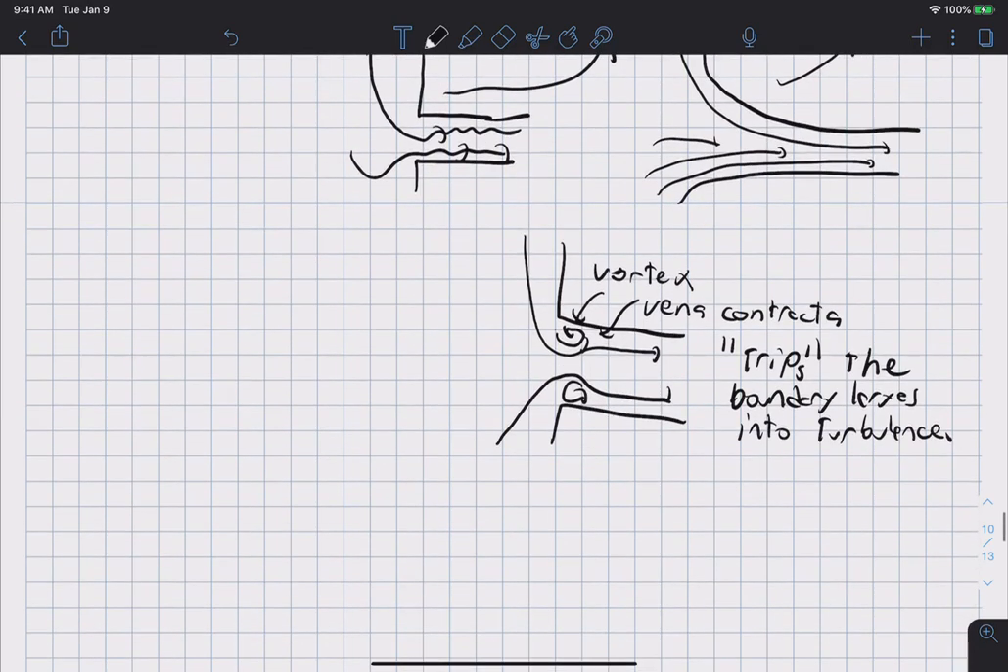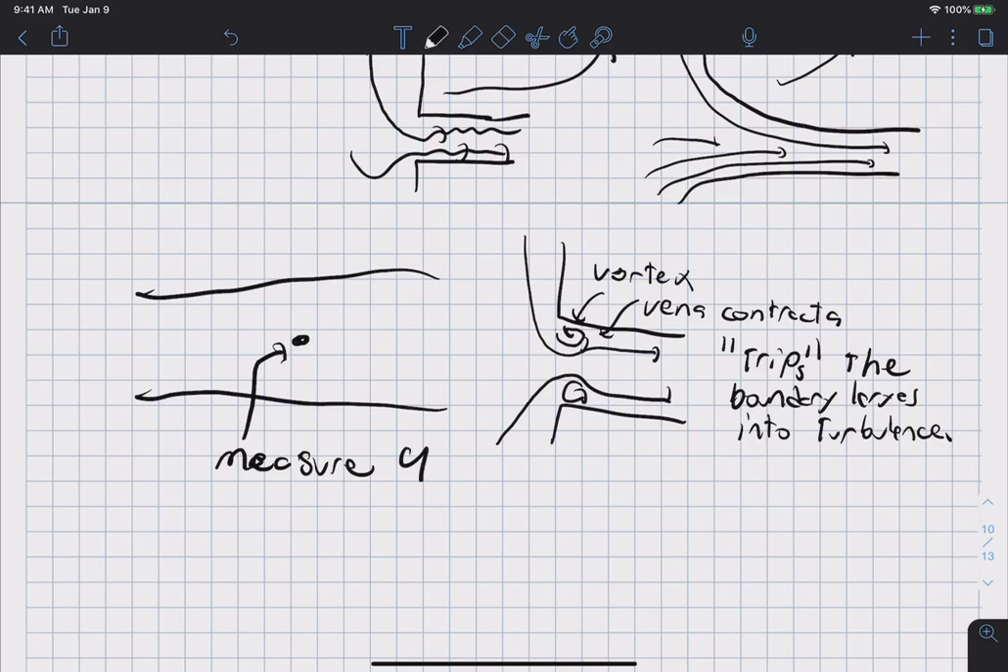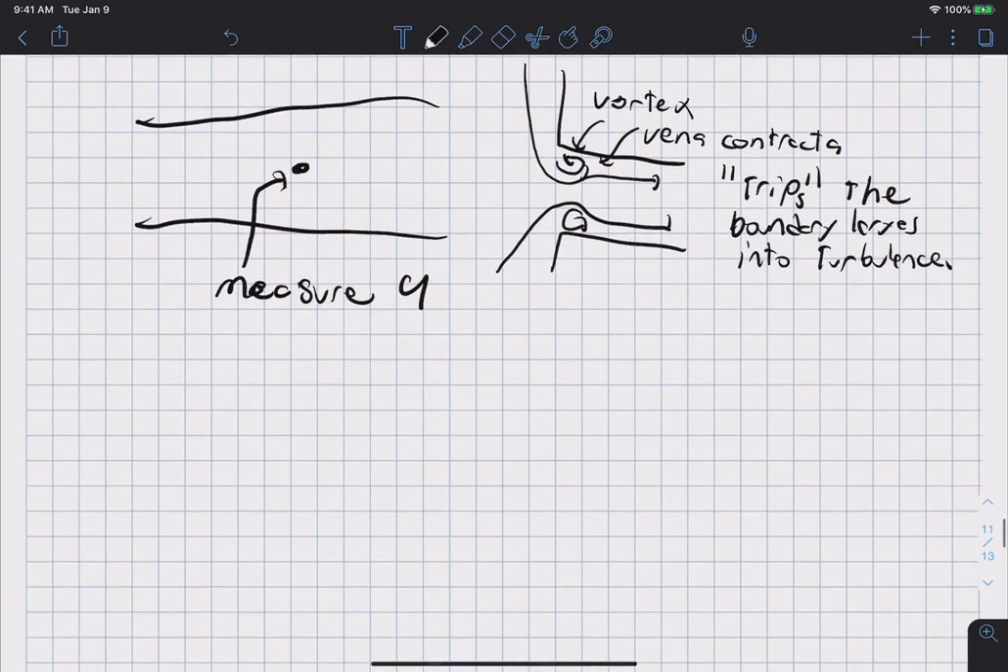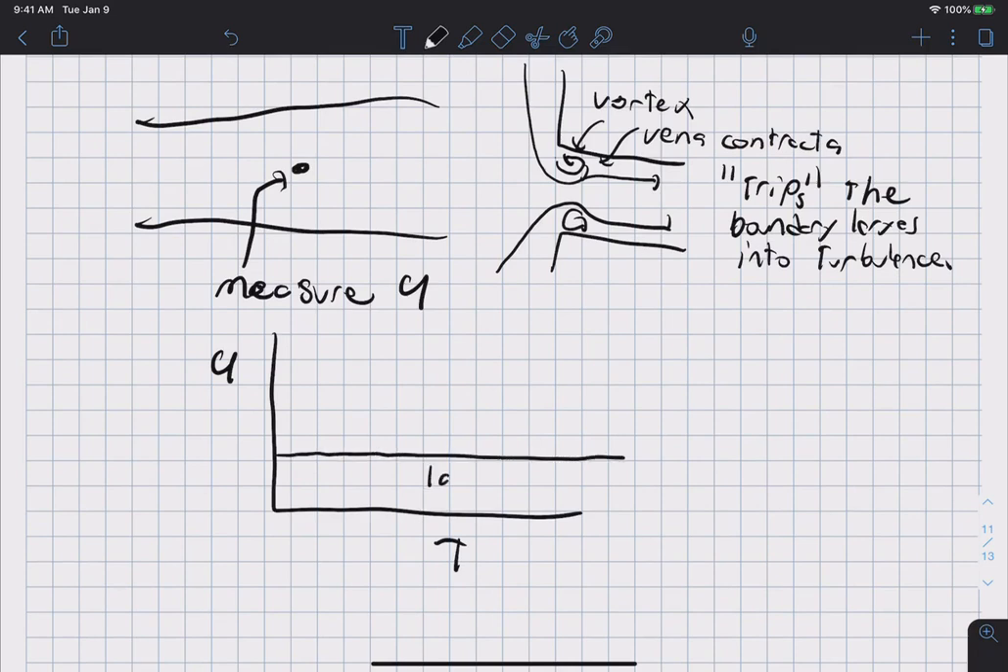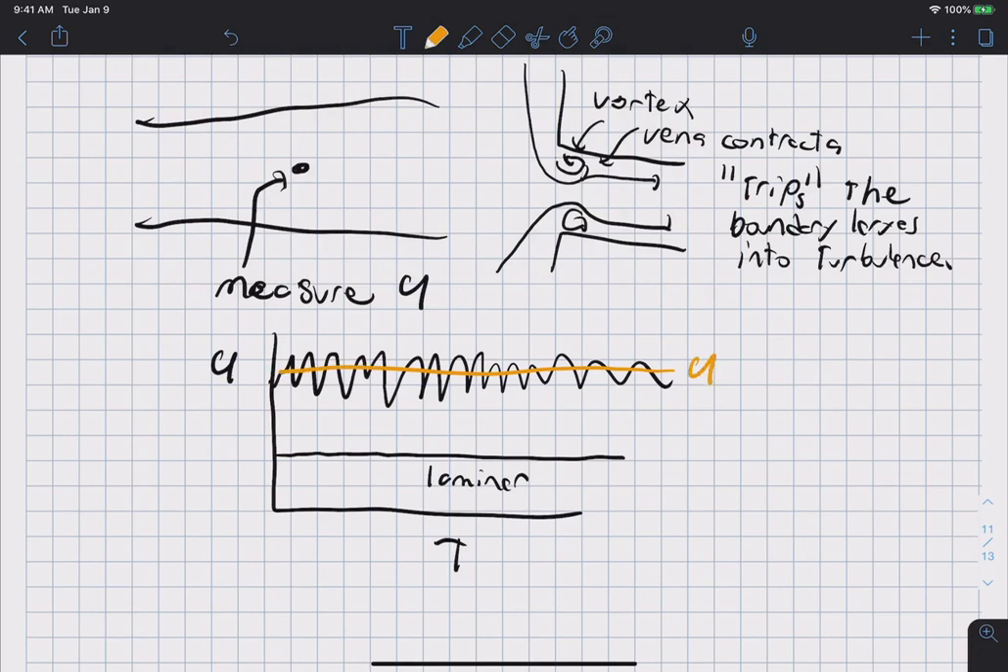Okay, now if we consider a pipe flow, and I'm going to have a device called a hot wire anemometer, and I'm going to measure U as a function of time. If it's laminar, it'll be perfectly straight. So this is laminar. And if it's turbulent, it'll be bumpy and jiggly. But despite the bumps and the jiggles, there will be a mean velocity, I'll call that U bar.